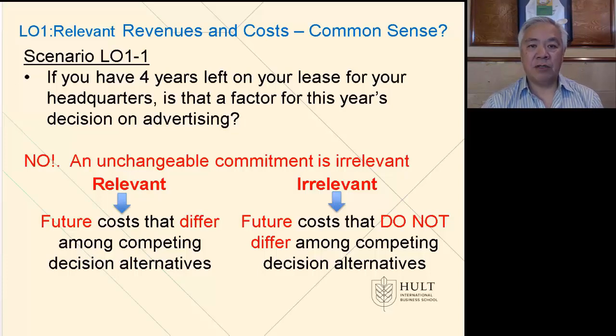One generalized approach we might think about is that relevant costs are in the future and they differ among competing alternatives. In this case, rent has nothing to do with advertising, even though it is future oriented. Second, irrelevant costs are future, but they do not differ, and that's exactly the case here. We still have to pay rent. I get it. It's an expense, but for this decision on advertising, it is not a relevant item.